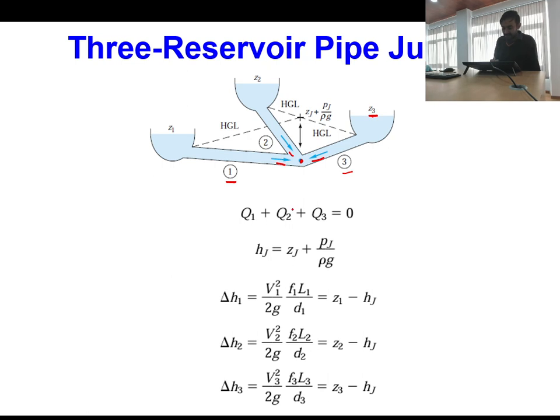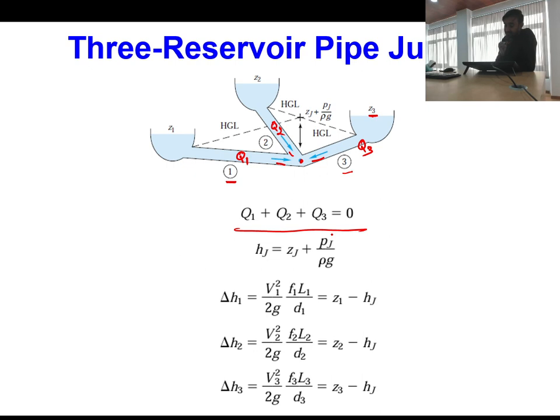Okay, so by doing so, if I consider Q1 as the flow rate through pipe 1, Q2 as the flow rate through pipe 2 and Q3 as the flow rate through pipe 3, then Q1 plus Q2 plus Q3 has to be equal to 0. Is this point clear? Okay, everything is coming into the junction. The junction is neither a source nor a sink, so all these flows have to sum to 0.